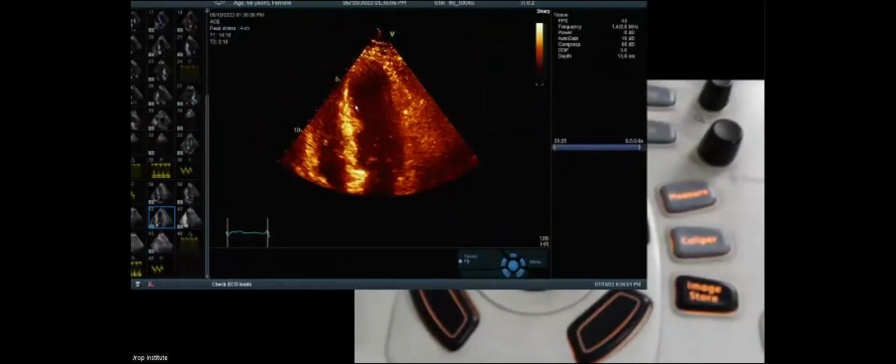For practice, it is fine. Buttons will remain the same, but ultimately when you do echo, you have to have a good echo machine. Thank you, sir. Dr. Deepak Kumar.